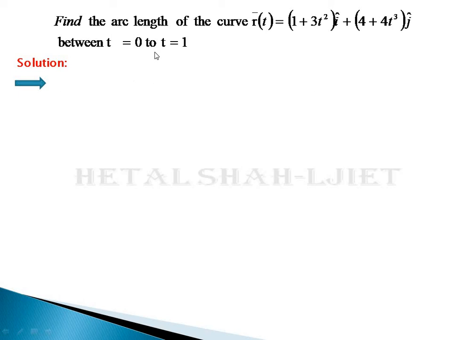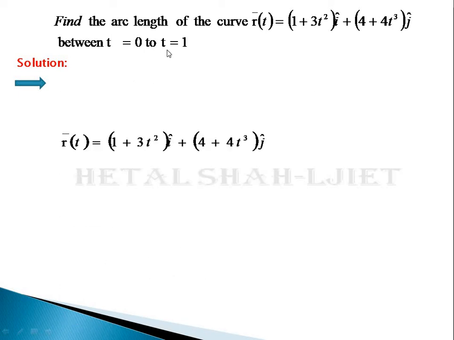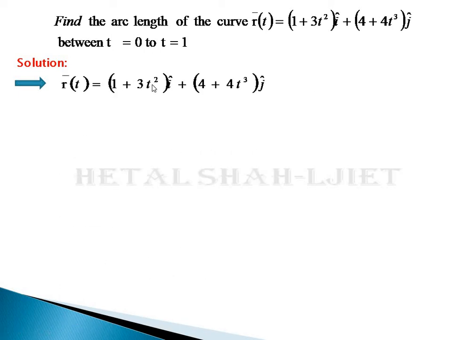One more example: find the arc length of the curve, where our position vector is this, with the boundary 0 to 1. So let's start with our position vector, that is (1 plus 3t square) i cap plus (4 plus 4t cube) k cap. As you know, first we have to find the derivative of our position vector, that is dr by dt with respect to t.